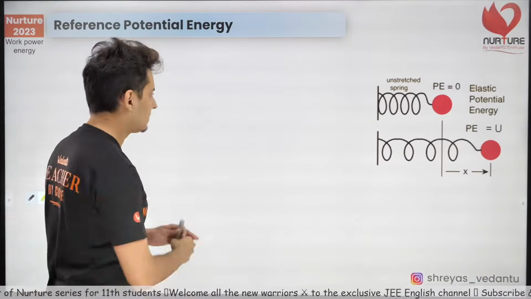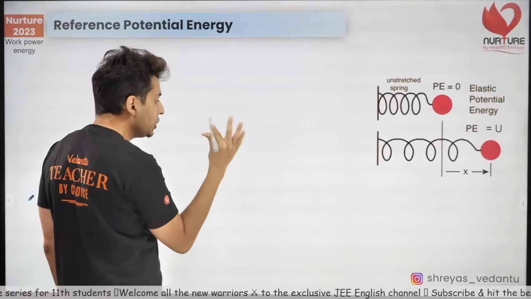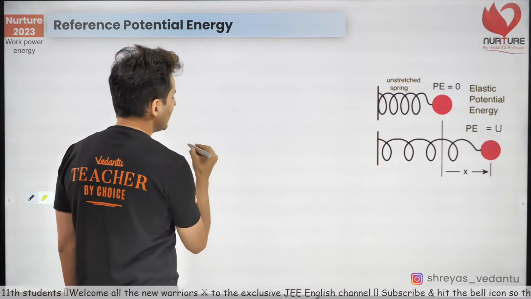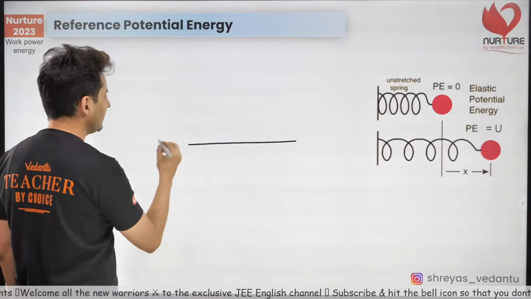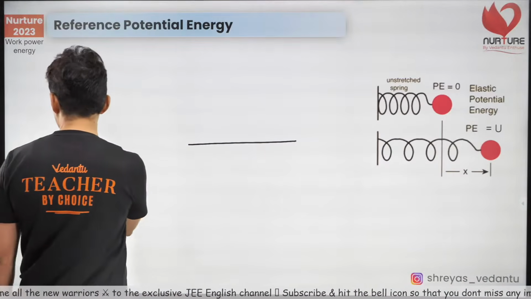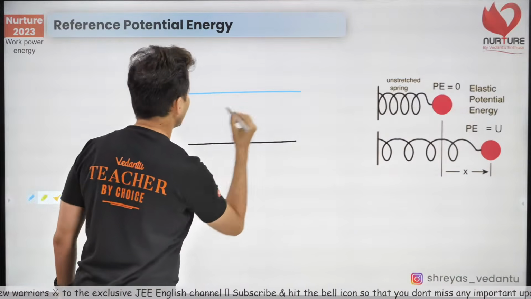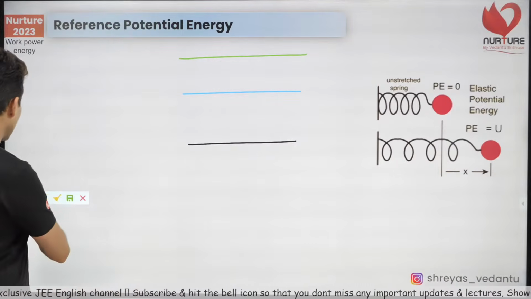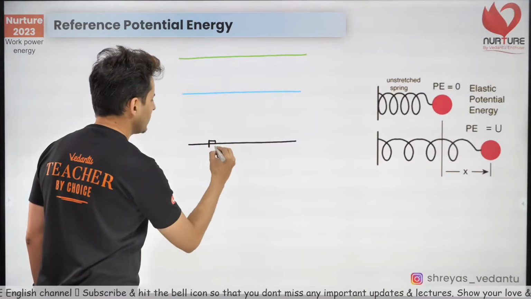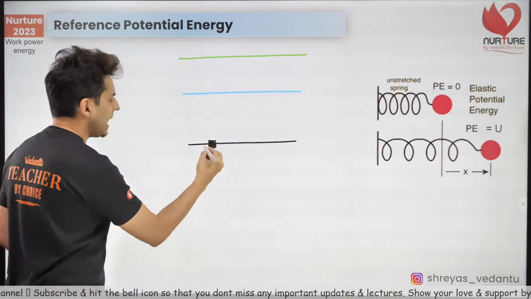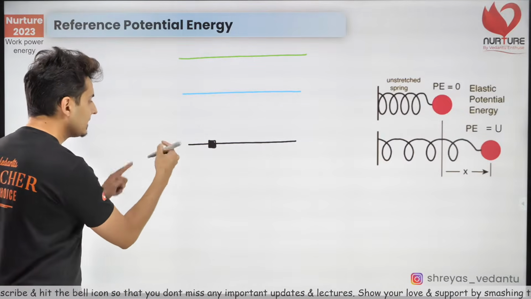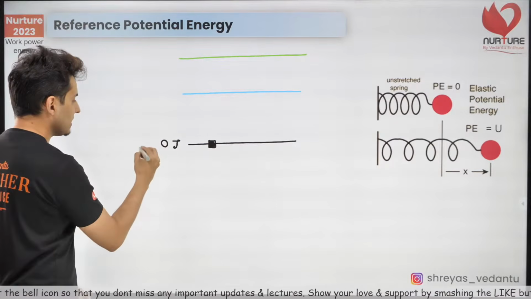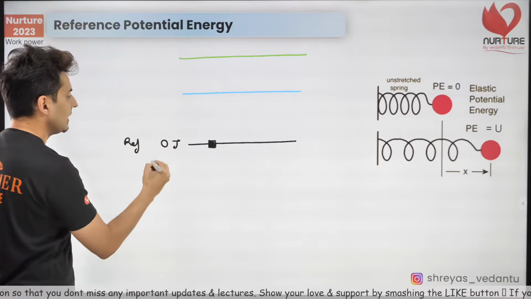I'll make you believe this. It's up to you where you want to take it as a reference. Let's say I define a few lines over here. First time, this block is over here, let's say. And when it is here, taking this as 0 joules, this is my reference, understand that?